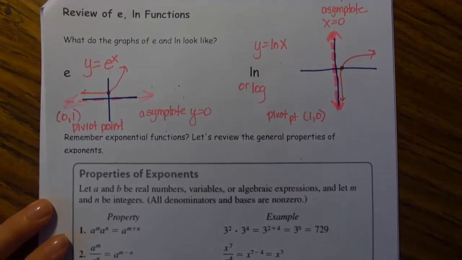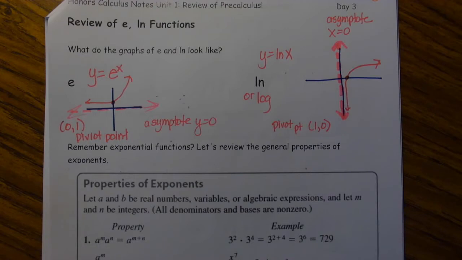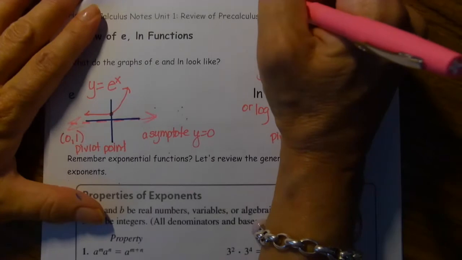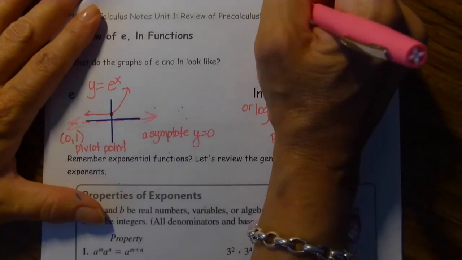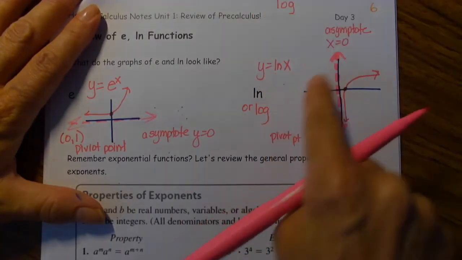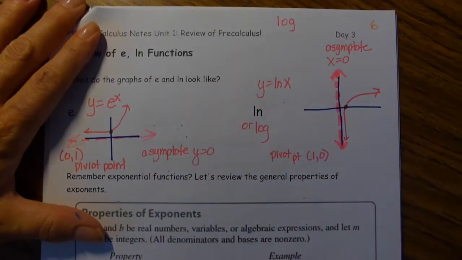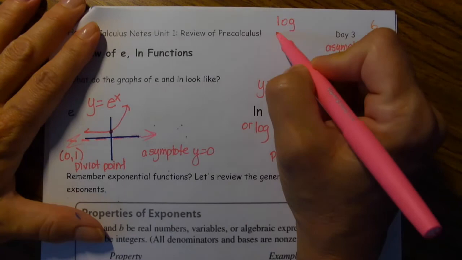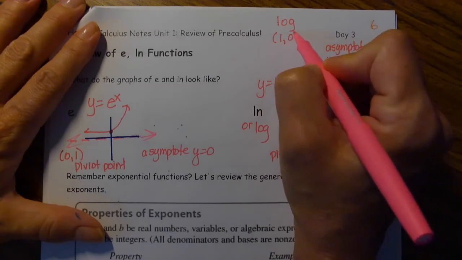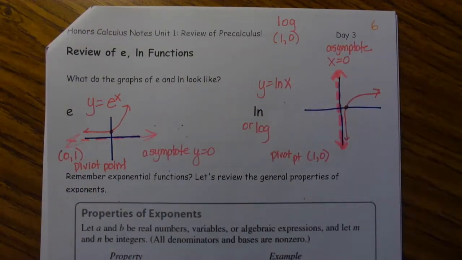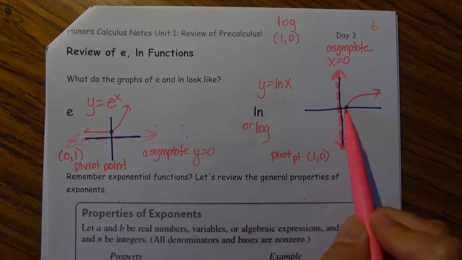Now, for me as a kid, my big problem with this would be remembering which one's (0, 1) and which one's (1, 0). But I got a way you can cheat with your eyes on that. Log, right? ln or log. What numbers do you see in the word log? What numbers do those look like? 1, 0. So a log starts at (1, 0).